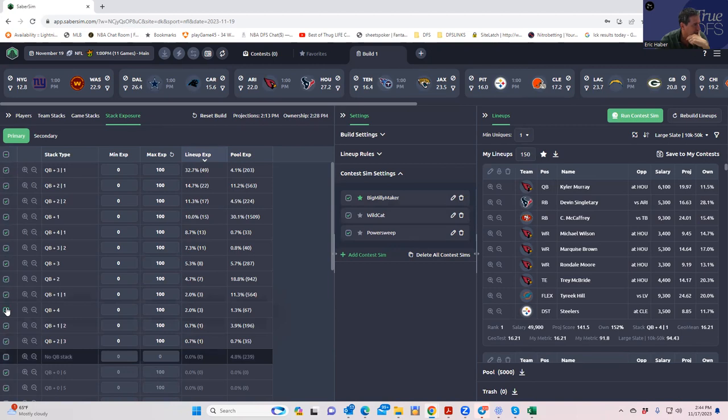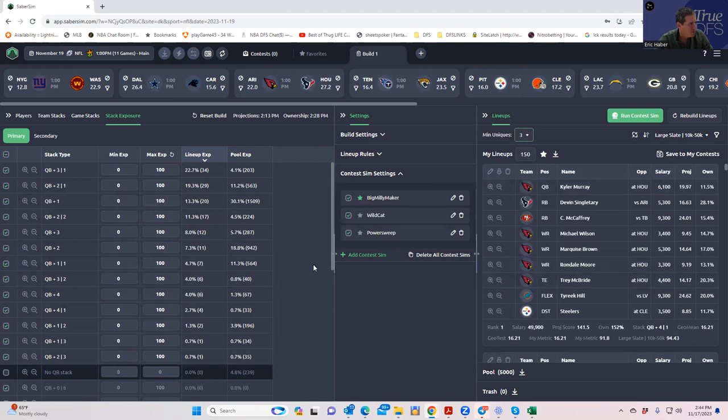Should we take out QB plus four or leave it in? I'd like to leave it in for now, and the rest we're just going to leave the same. Next thing I want to do is put min uniques. Let's make it say min uniques three, just to spread out your exposure a little bit.